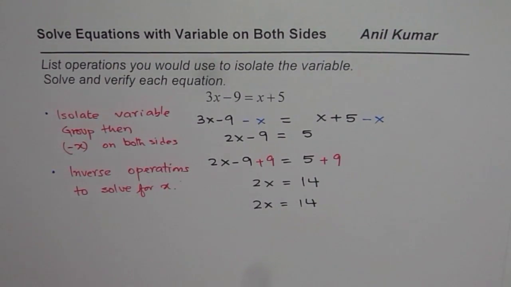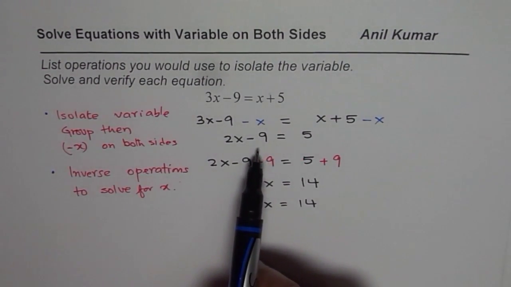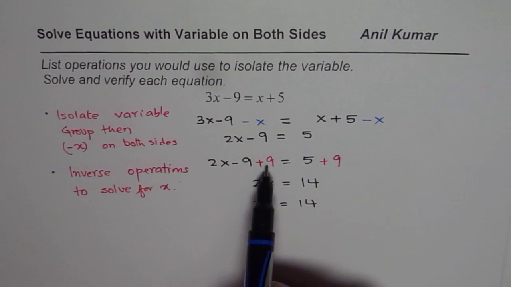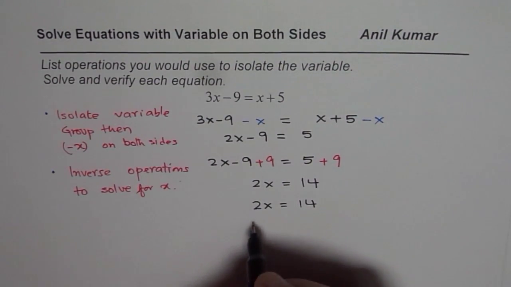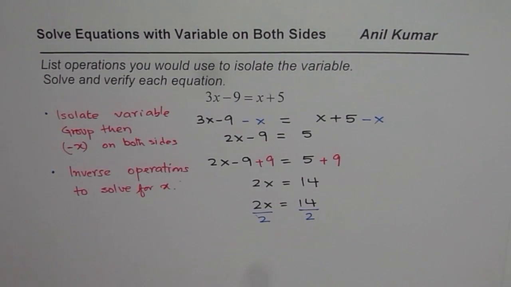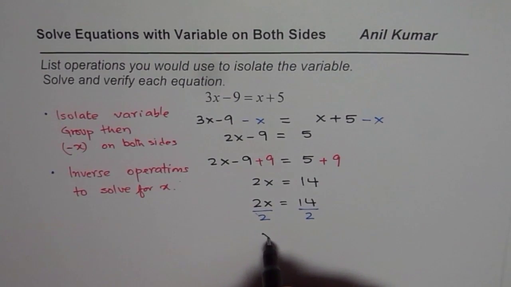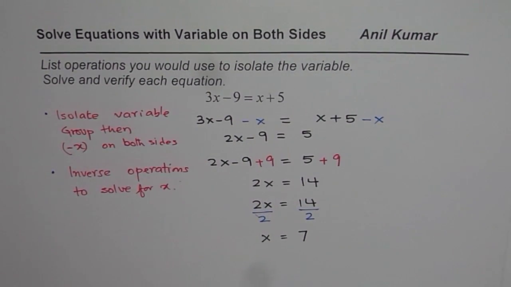So we are doing inverse operations. The first inverse operation we did was, we added 9 to get rid of minus 9. Now it is times 2, so we'll divide by 2. That is the inverse of multiplication. To get the solution of the equation, x equals 14 divided by 2, which is 7. So these are the steps involved to solve an equation.